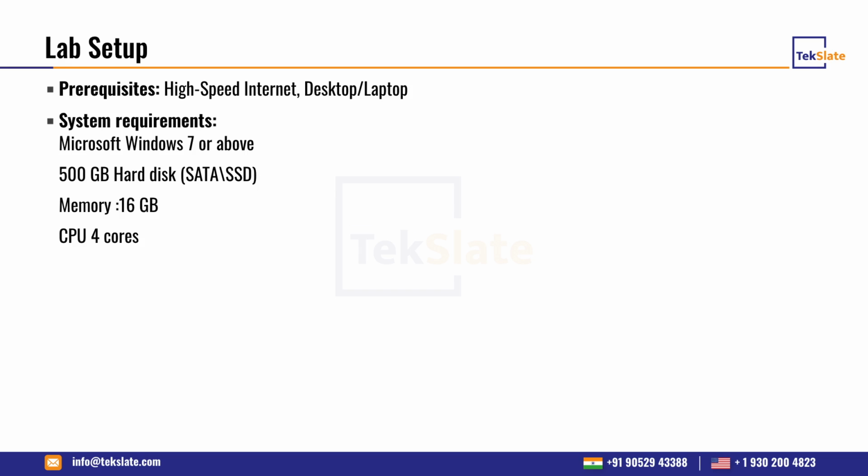As we talked about in the earlier slide, regarding the lab setup, what exactly will we require to start with this session? The first prerequisite is high-speed internet. We will require a desktop or laptop to perform this API testing. For system requirements, Microsoft Windows 7 or above, any kind of OS, is okay. Then 5 GB hard disk, SATA or SSD, 16 GB RAM and a 4-core CPU.